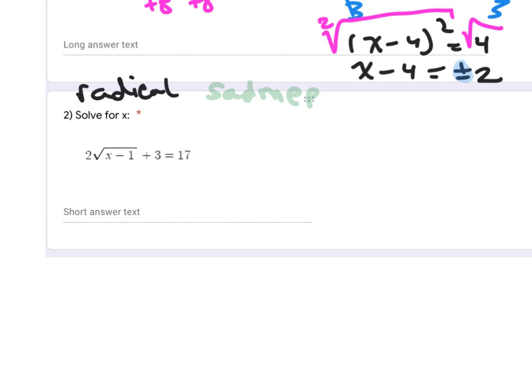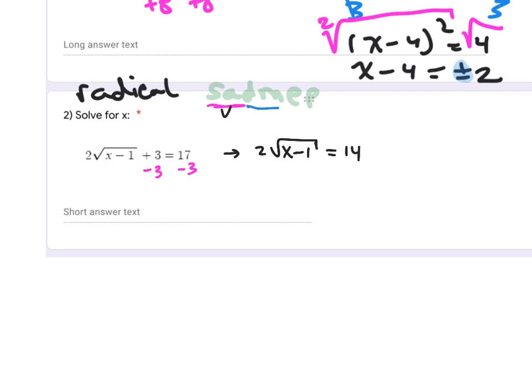Okay, so solving a radical, same idea. I'm going to start with addition or subtraction. So here I have plus 3, so I'm going to subtract 3 right away. Same thing, go over here. 2 times the square root of x minus 1, whatever x is, equals, what is that, 14? Okay, so I did that.